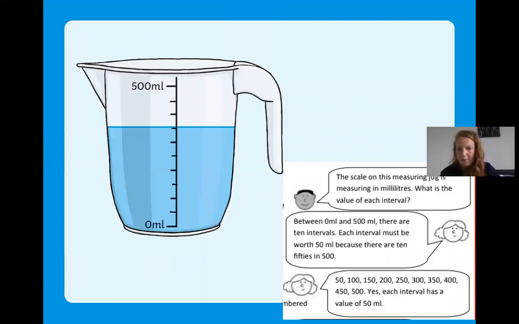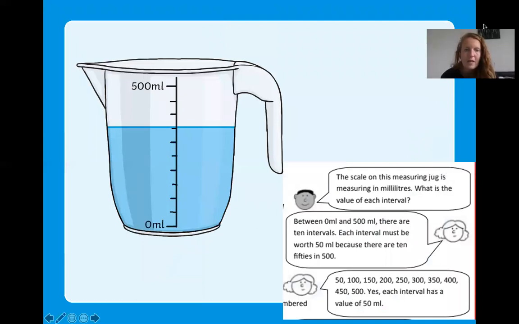Now, very similar here, we're going to be talking about our intervals on our scale. The scale on this measuring jug is measuring in milliliters. They're very important, just like we did with our mass. You need to be checking what is the unit of measure. So similar thing, between 0 and 500 milliliters, there are 10. So let's count them. 1, 2, 3, 4, 5, 6, 7, 8, 9, 10. So very similar to what we did with our scales, 500 divided by 10.